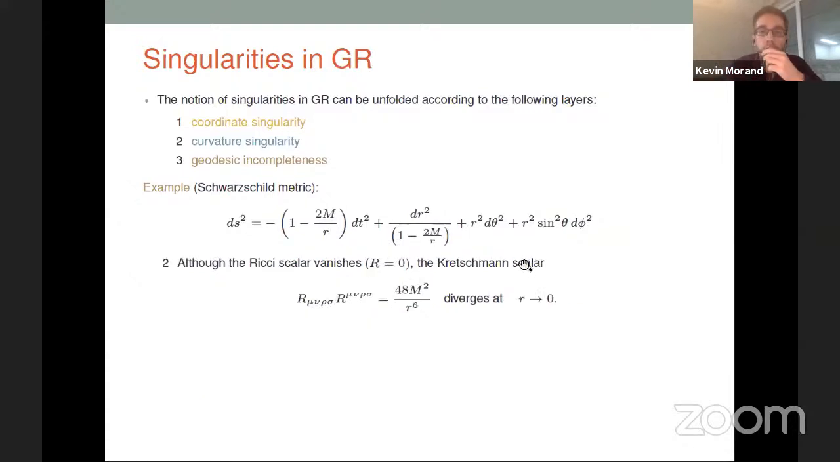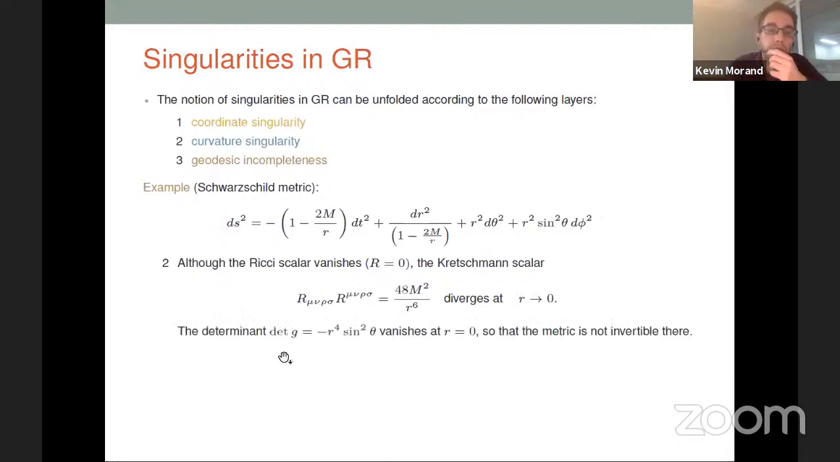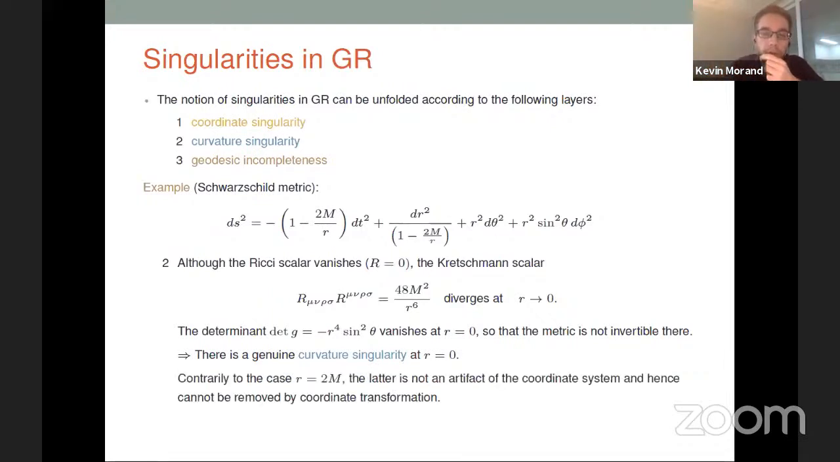And this is not the case for the r equals 0 singularity, which is a genuine singularity in the sense that it is a curvature singularity. Of course, the Ricci scalar vanishes for this metric, but if we compute the Kretschmann scalar, involving two copies of the Riemann tensor, then this does not vanish, and in fact it diverges when r goes to 0. Again, if we compute the determinant, the determinant vanishes at r equals 0, so the metric becomes non-invertible there. So overall, this points to the fact that r equals 0 is a genuine curvature singularity, which cannot be removed by a coordinate transformation. It is not an artifact of the coordinate system, as opposed to the r equals 2m singularity.